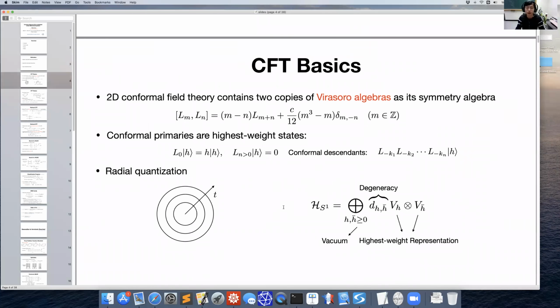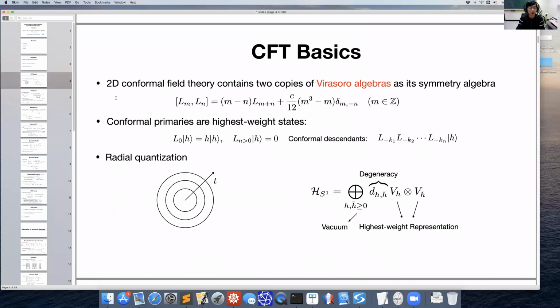Okay, now let's talk about some basic results of CFT. We know that the 2D conformal field theory contains two copies of Virasoro algebras, which are infinite dimensional algebras, as its symmetry algebra, with the following commutation relations. Here, the important thing is that we have a central extension by the central charge c, which is important information for the 2D CFT. And since we have this algebraic structure, all the states are naturally organized in terms of the representations of the Virasoro algebra. Of course, we can have extended chiral algebras, but here let's just assume that we have the Virasoro algebra.